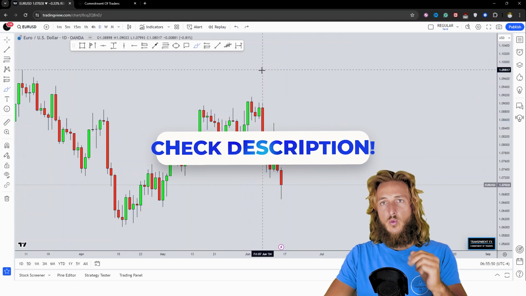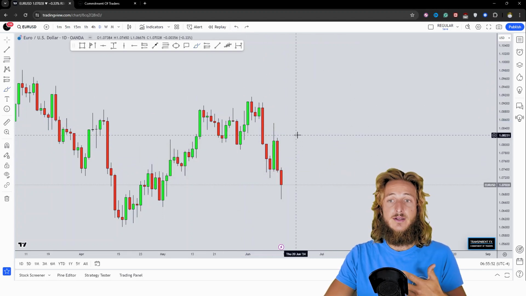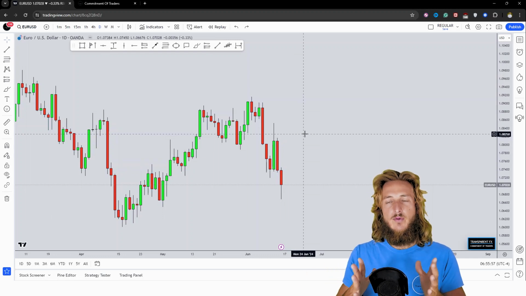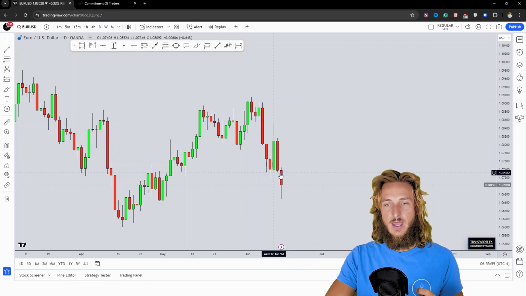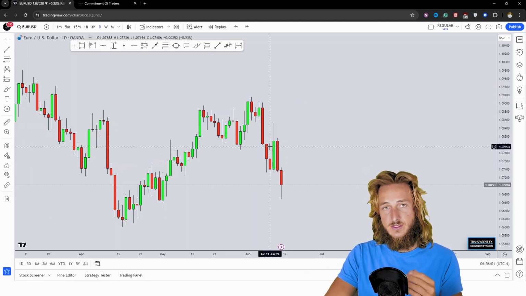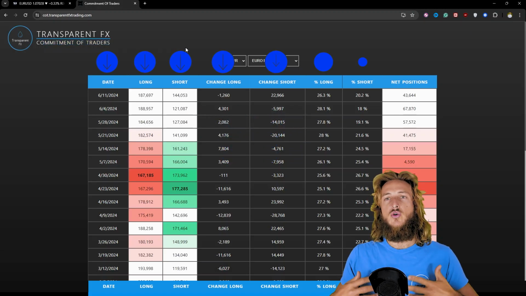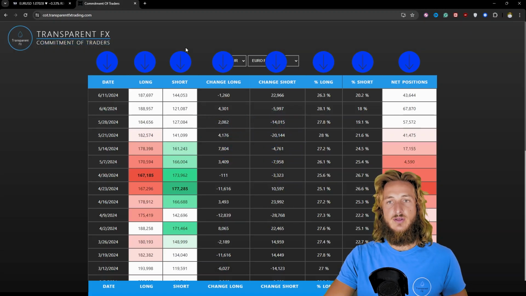But at the moment, what do we have and what kind of structure has the market been creating here on the daily time frame? Well, before we go into more detail on the technical perspective, let's first see what we have when it comes to the commitment of traders. So what hedge funds and the big players in the market are doing precisely on the euro.